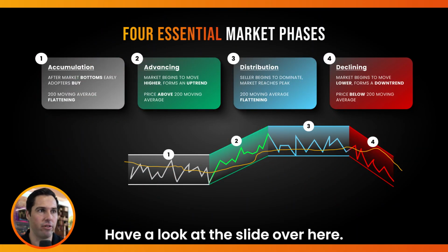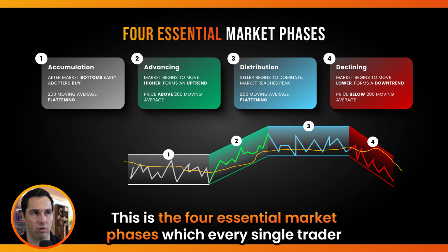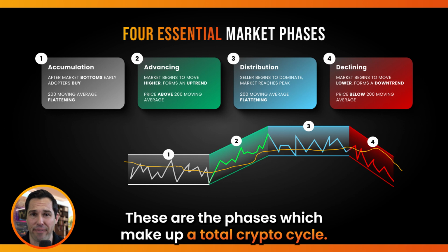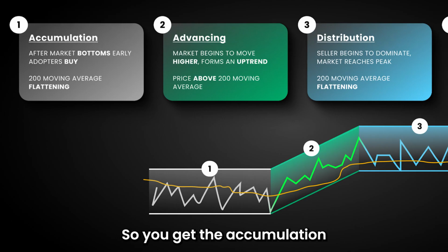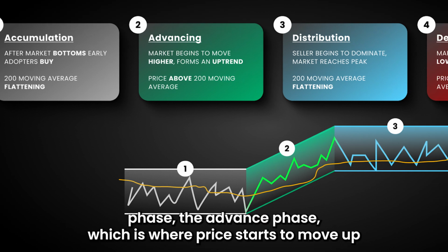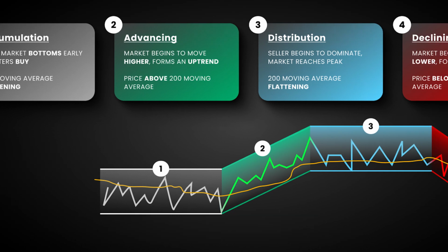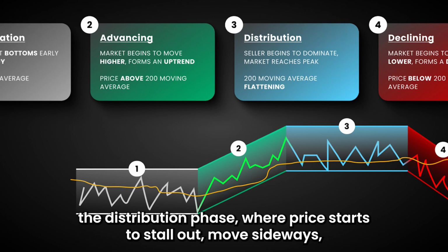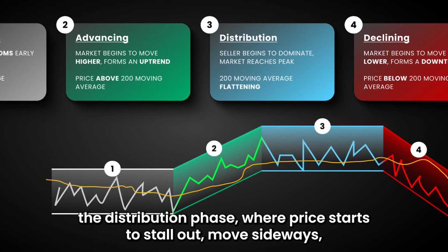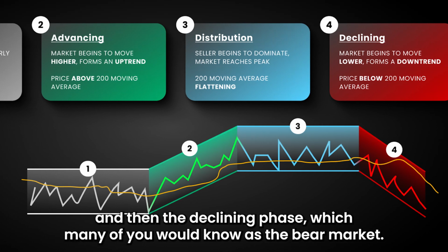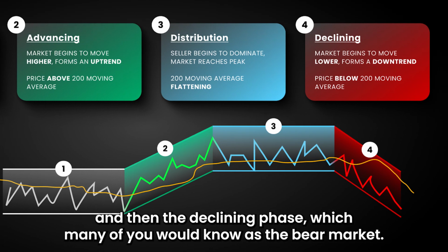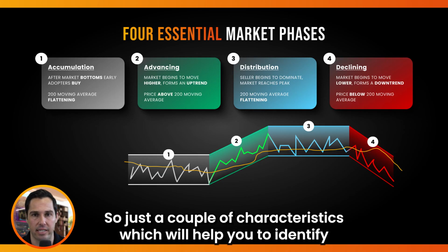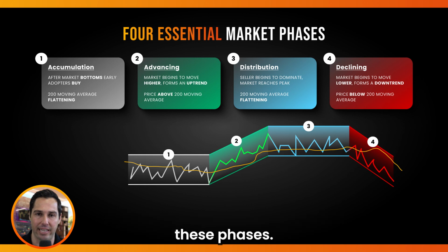Have a look at the slide over here. This is the 4 essential market phases which every single trader and investor should know. These are the phases which make up a total crypto cycle. So you get the accumulation phase, the advancing phase, which is where price starts to move up, the distribution phase where price starts to stall out, move sideways, and then the declining phase, which many of you would know as the bear market.